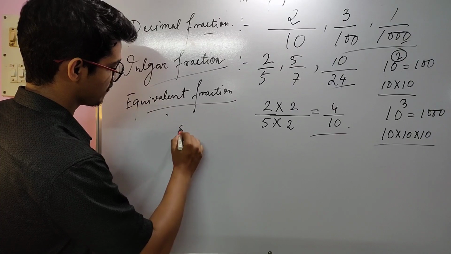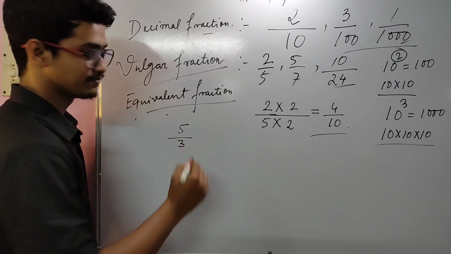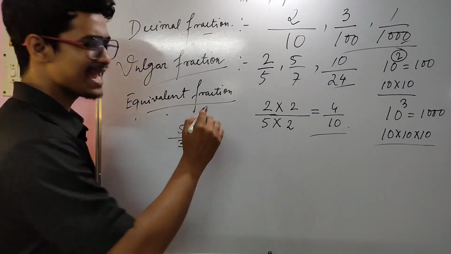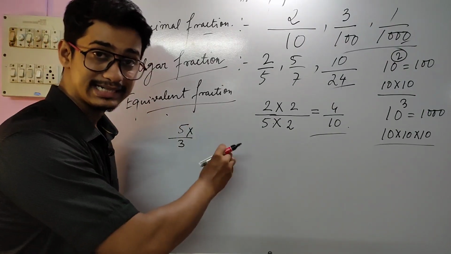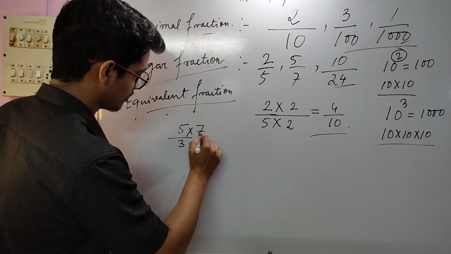One more example, let's say 5 by 3 is there. If I want to multiply with any number, it should be the same for both the numerator and denominator, let's say 7.